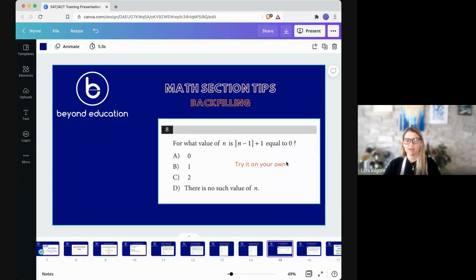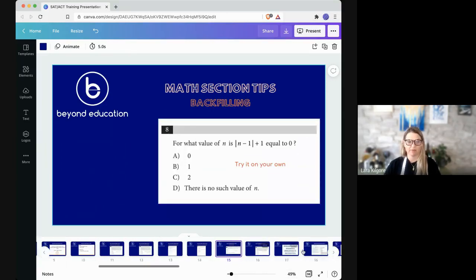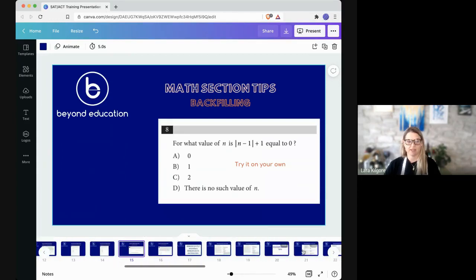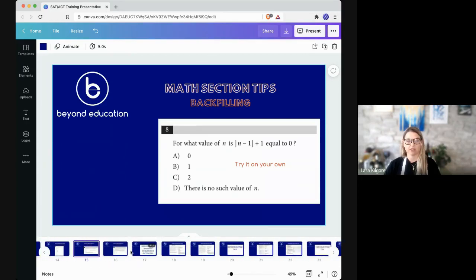Okay, here's another question, and I actually made this presentation a little bit math heavy, so we may skip through some just so that we get to all of the sections. But here is another one: for what value of n is the absolute value of n minus 1, plus 1, equal to 0? Now, you could easily solve this question, right?